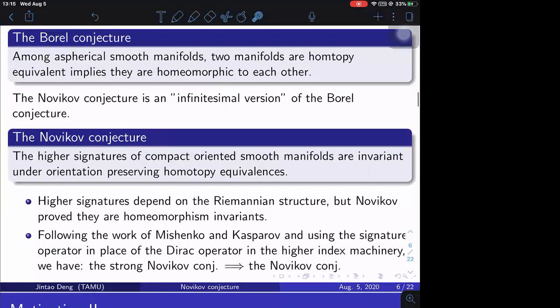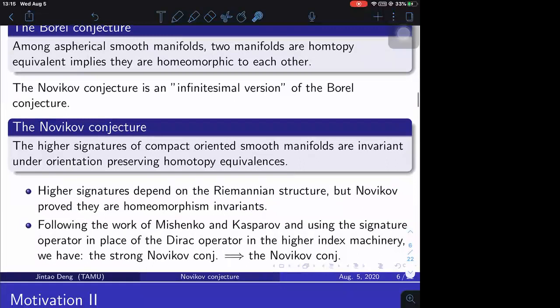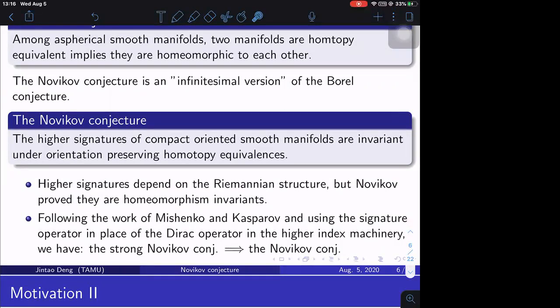homotopy equivalence. Actually the Hirzebruch index is defined by the Riemannian structure, but Novikov proved that they are homeomorphism invariant. Okay, so to be precise, it's a deep result by Novikov. He proved that the rational Pontryagin classes are invariant under homeomorphism. So the Hirzebruch signature is actually generated by the rational Pontryagin classes.